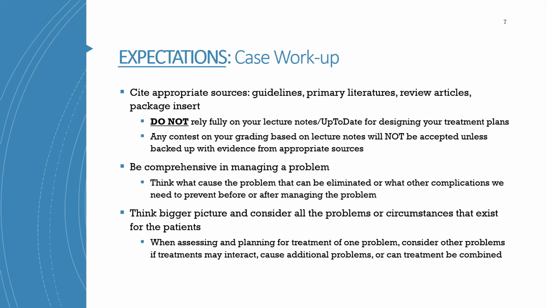Think bigger picture, consider all the problems. Sometimes other comorbidities might affect your treatment plan, right? For example, you might have renal impairment that might not be part of your diabetes, but you have to renally adjust the dose, because otherwise you're going to harm the patient if you overdose them. Again, think bigger picture. There are going to be a lot of patient factors in the case, and you have to pay attention to those details so that you can provide a very optimized plan for the patient.